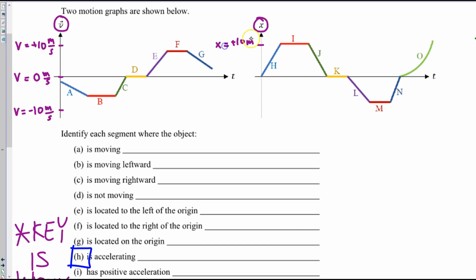This is a nice trick. Do this on your test, right? When you see a graph, remind yourself what the values would be. Here's 0 meters, a position of 0 meters away.